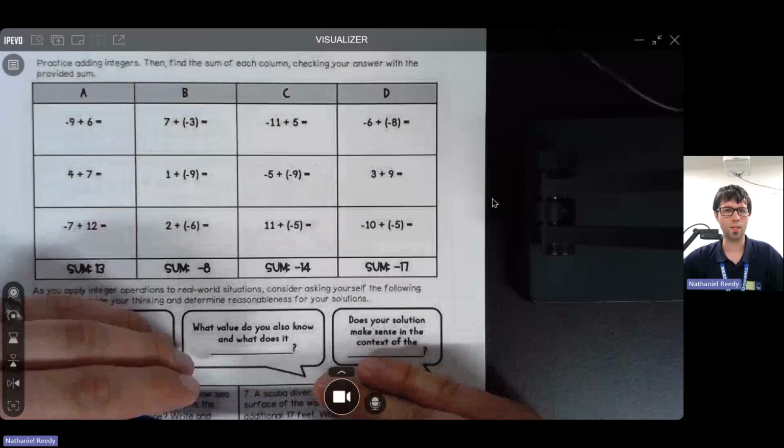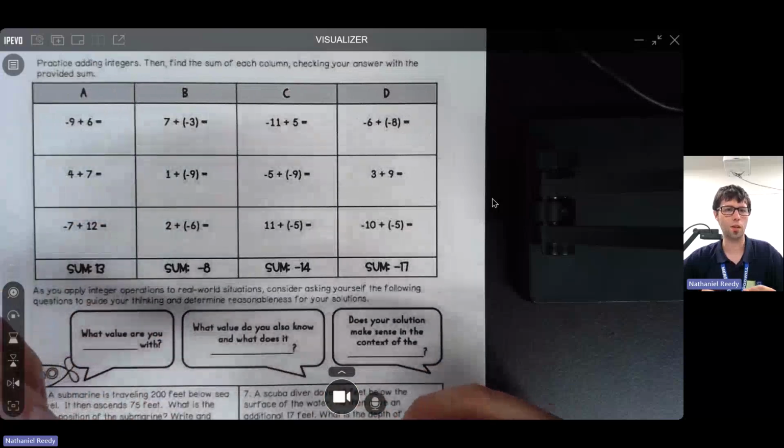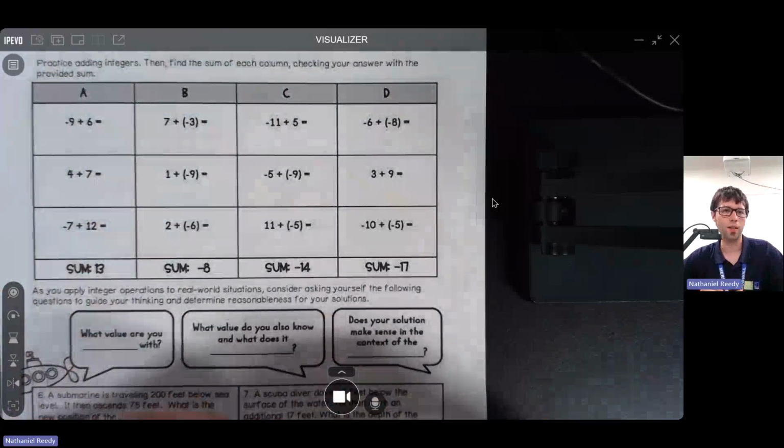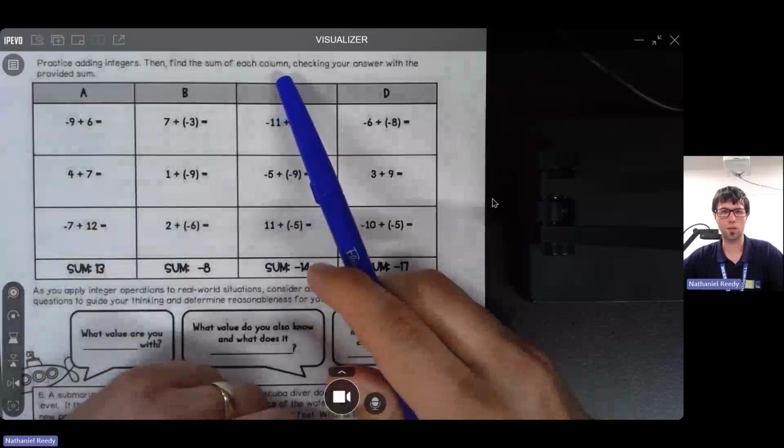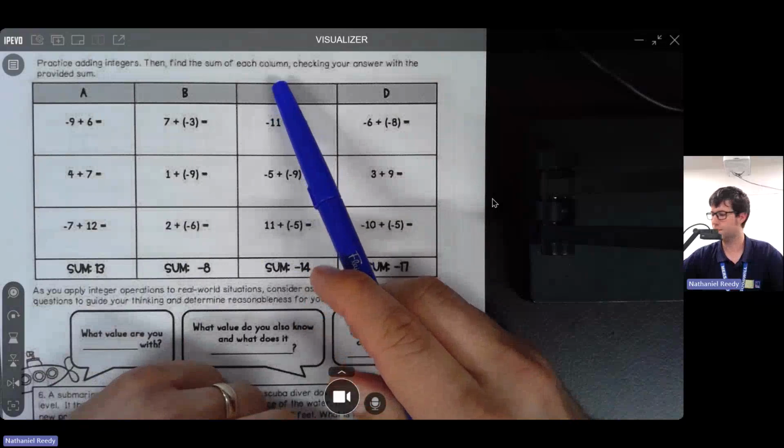I'm going to finish up the adding. I'll stop this video, and then I'm going to do another video on the subtraction. So practice adding integers and find the sum of each column, checking your answer with the provided sum.